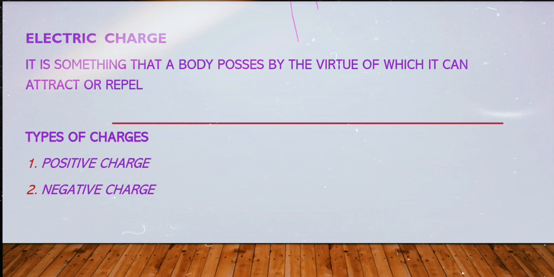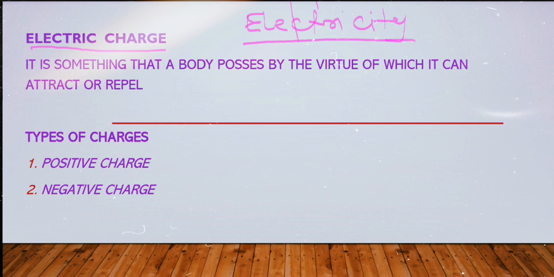Students, here in this video we will be discussing the chapter Electricity of class 10. Before starting the chapter, we must understand a few terms. Let's start with the first term, that is electric charge. Now students, what do you mean by charge? The definition is that it is something that a body possesses.